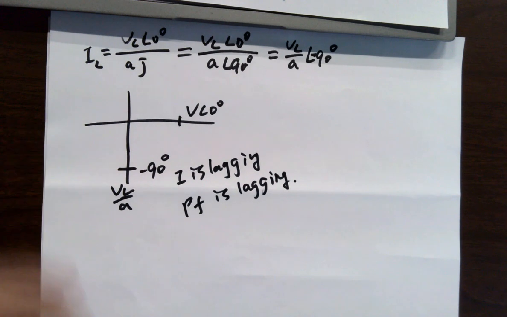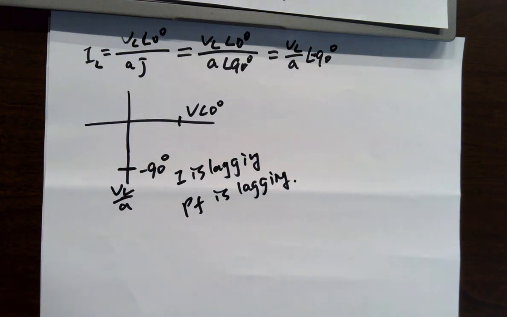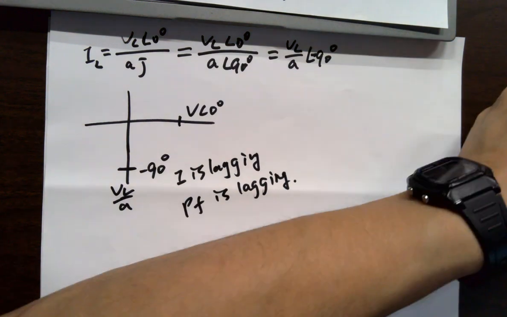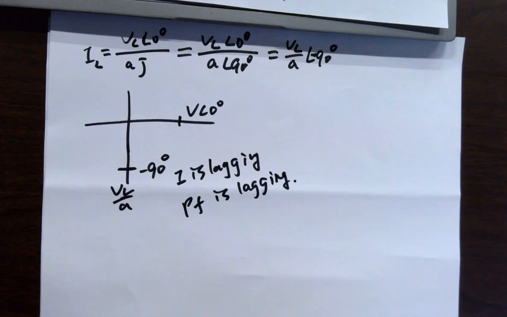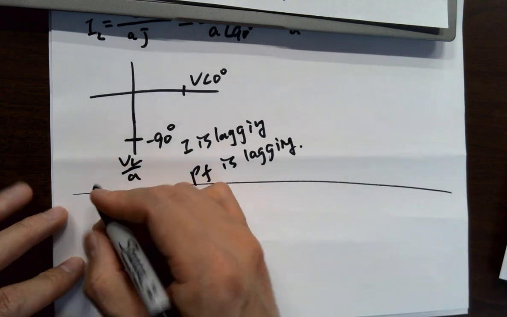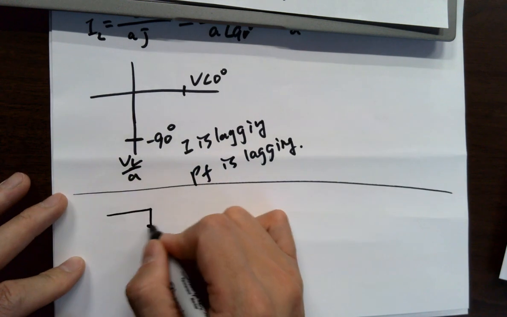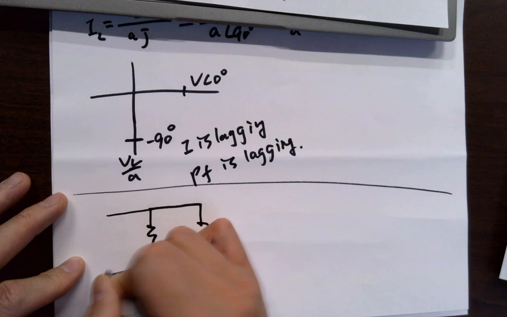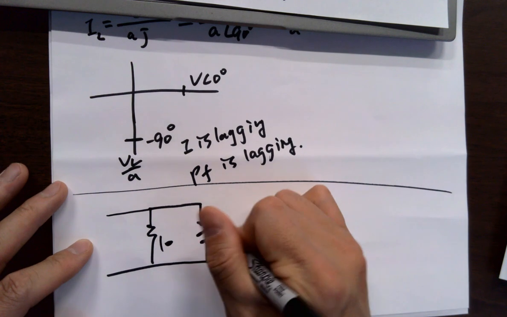So let's calculate average and reactive power for the following 3 circuits. We probably can finish maybe all of them. Let's see. Example 1. Ten J.